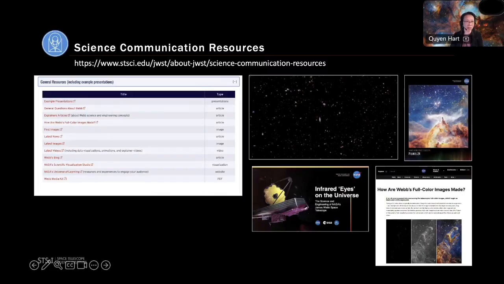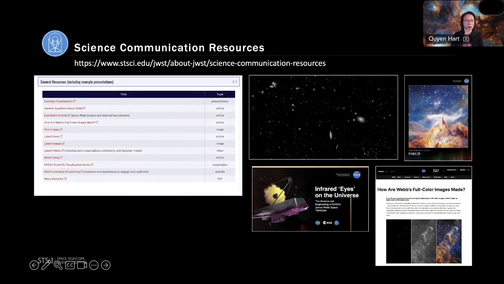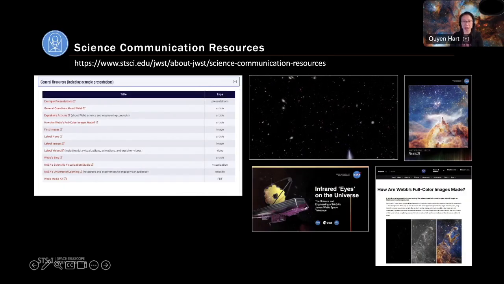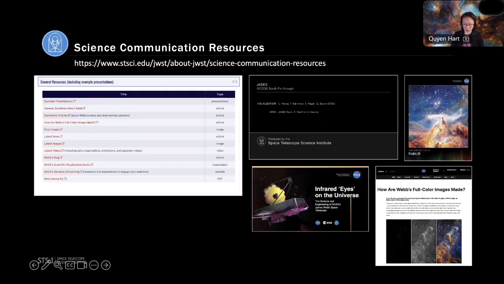And then the very last bucket here is general resources, in terms of where can I find data visualizations? Where can I find the presentation slide decks? How can I get print products? There's the article for how Webb's full color images are made. If you're interested in getting print materials, on the .edu website there is a contact us form. You could just fill it out and say, I'm interested, I'm going to this event, I need about 100 print products. Can I get some so I can share it with my community? So put that request in, and we'll try to fulfill it, as supplies are limited.